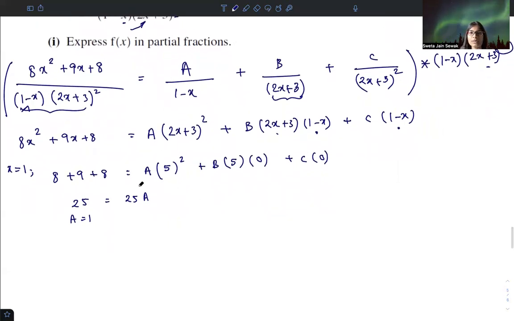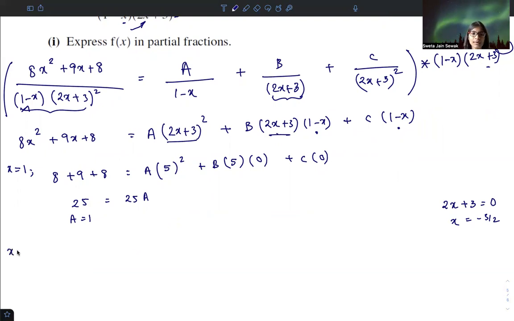So if I put x is equal to, how can I eliminate A and B? A and B both have 2x plus 3. What value of x can I substitute so that 2x plus 3 becomes 0? x is equal to negative 3 over 2. If I put x equal to negative 3 over 2 on both sides, this and this become 0, so I can find the value of C.